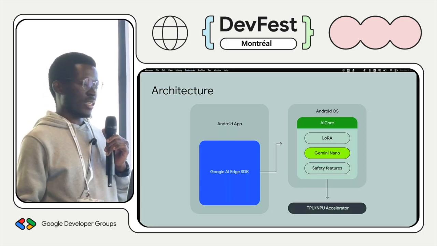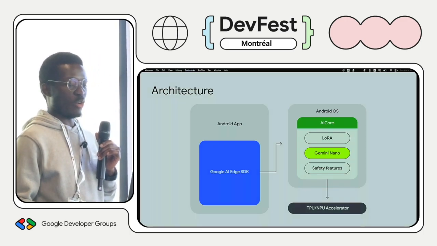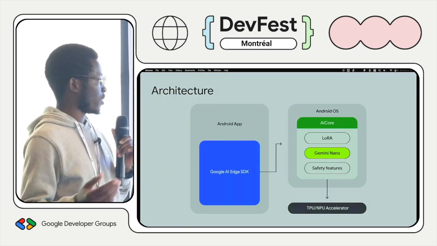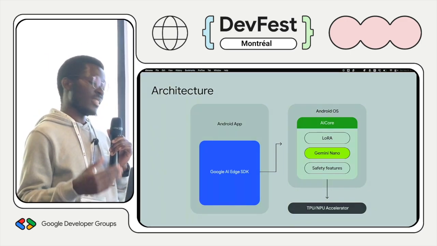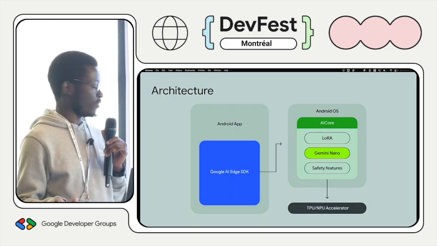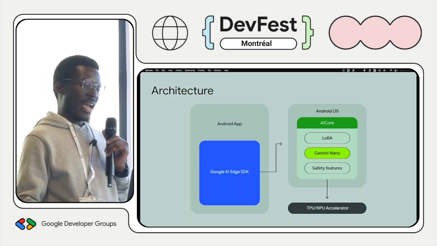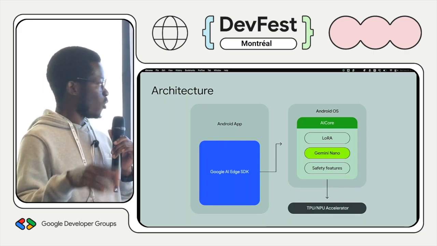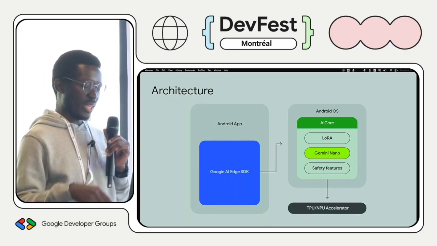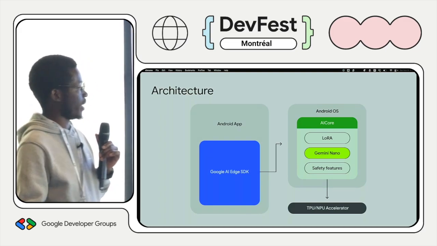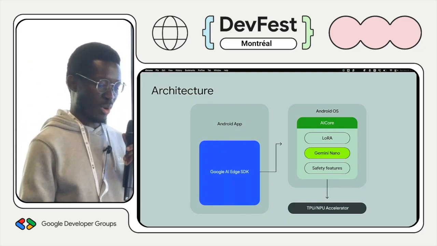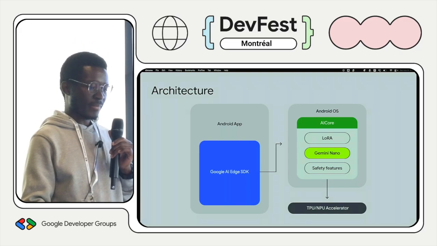And the AI Core is mainly a combination of LoRa, the tool that helps us to fine-tune the model itself, and a lot of safety features. And AI Core will do a bunch of stuff to communicate with the TPU and NPU accelerator that is available on the device.